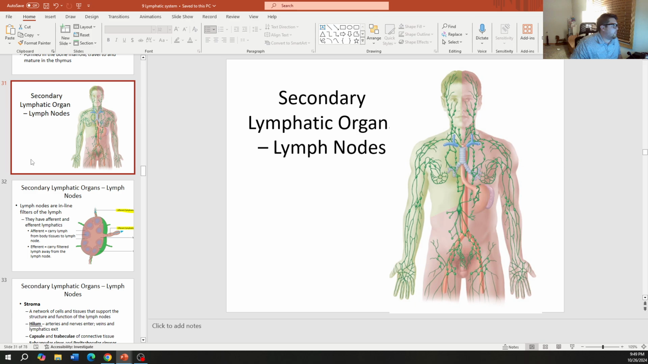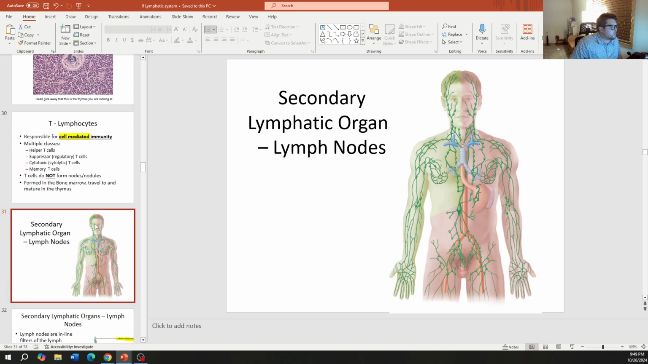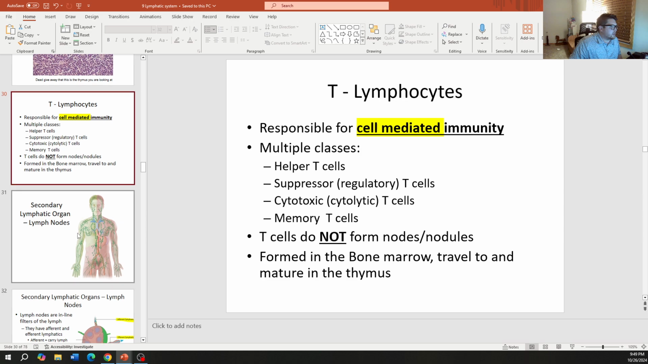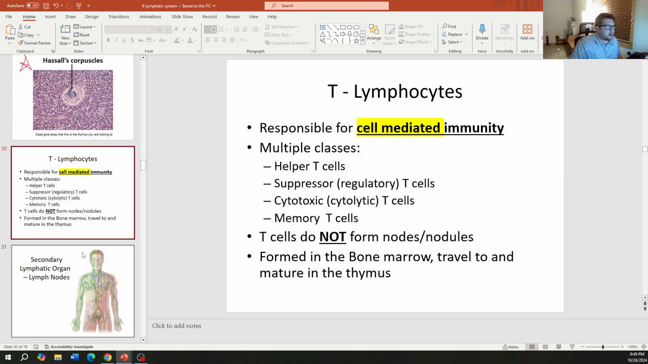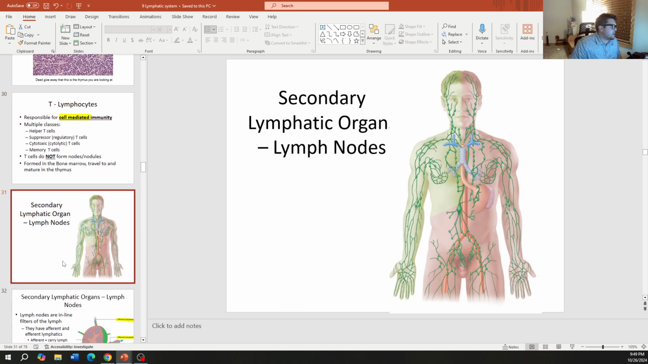Okay, I'm going to go ahead and pause this recording here. We're about at that half-hour mark. So that has completed the primary lymphatic organs. Now we're going to start on the secondary lymphatic organs.